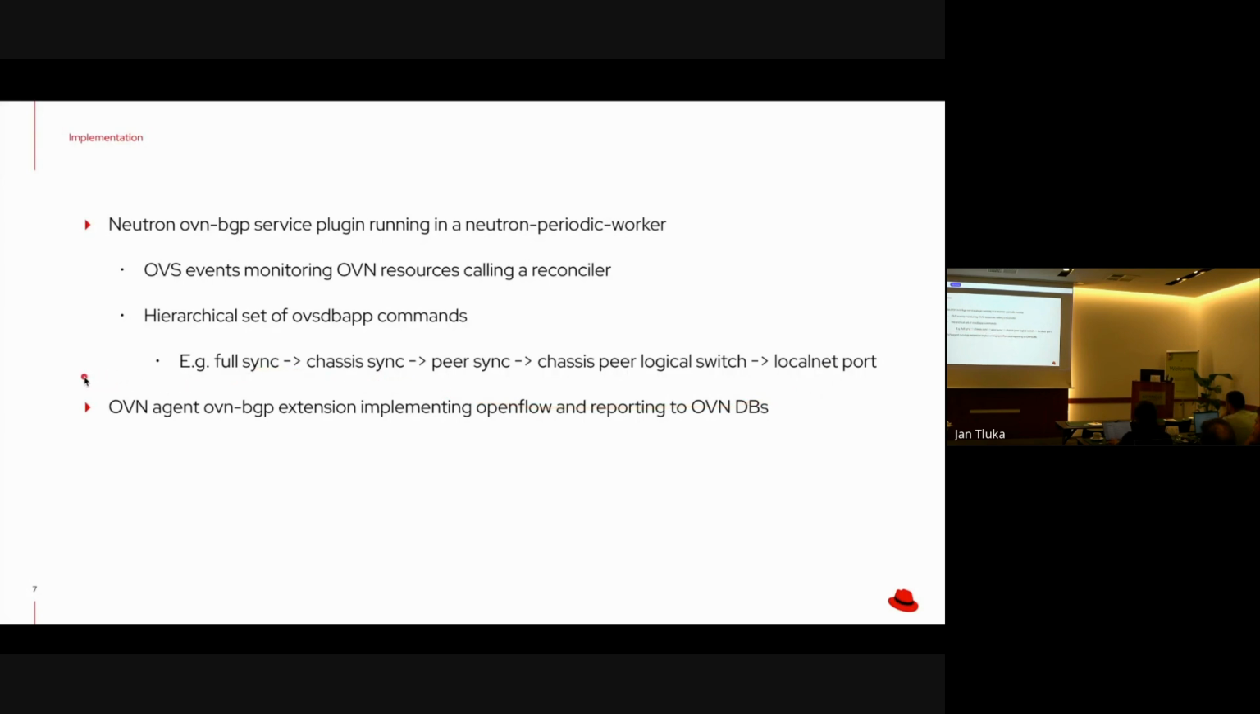That's the server side. And on the agent side, there's an OVN agent extension that takes care of implementing some OpenFlow in those BGP bridges and makes sure the OVN bridge mappings are correct, and reports back to the server side some stuff like, for example, the leaf IPs, because they are used for the routing later.